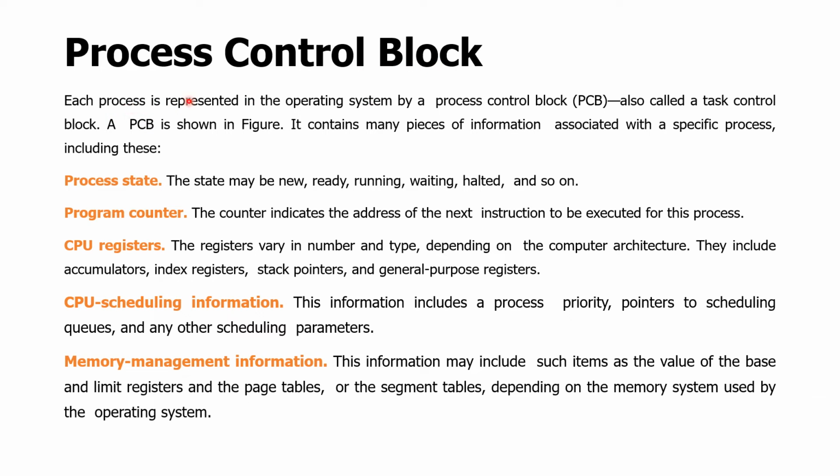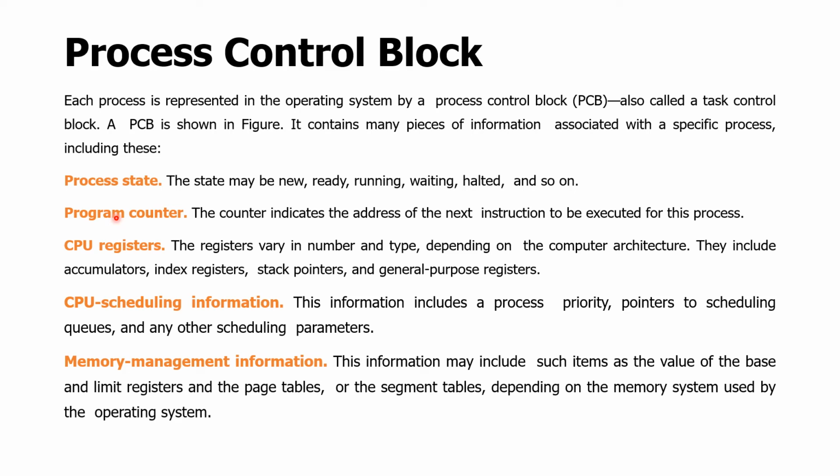Each and every process is represented in the operating system by a process control block. Every process is associated with a process control block. We can also call this process control block a task control block. It contains so much information. One of those is the process state. What state your process is in, whether new, ready, running, waiting, or halted. That information will be kept in the process control block.